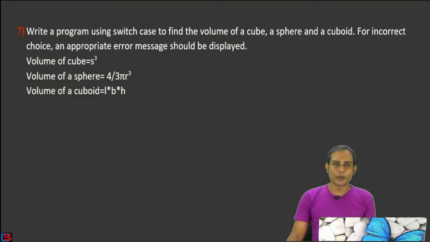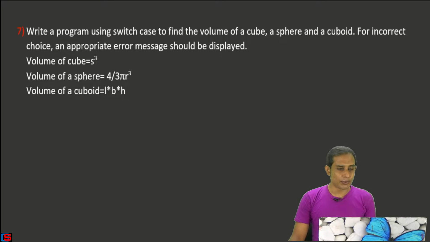Today in this video I am going to do a menu driven program. Okay, let's see the question first. Write a program using switch case to find the volume of a cube, a sphere and a cuboid. For incorrect choice, an appropriate error message should be displayed, right?